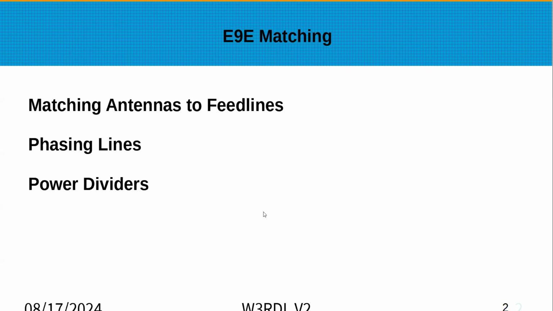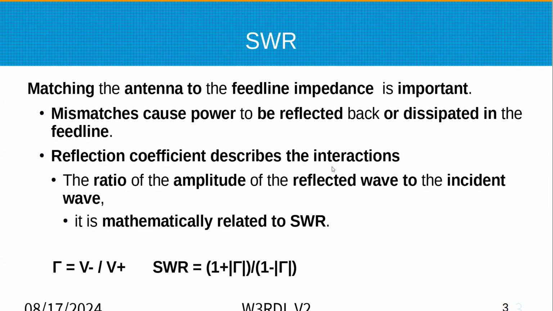So we're gonna find out how to match an antenna to a feed line and phasing lines when you have arrays or stacked antennas. And one they threw in the previous question pool about a Wilkinson divider. Nobody knew what that was.